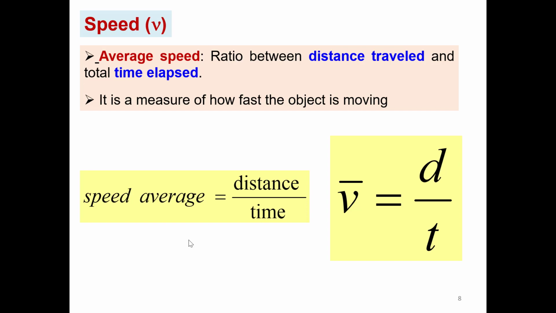This is just the review. What is the average speed? It is the distance traveled divided by the time elapsed, and it is the measure of how fast the object is moving. And this is the equation we can use to calculate the average speed.